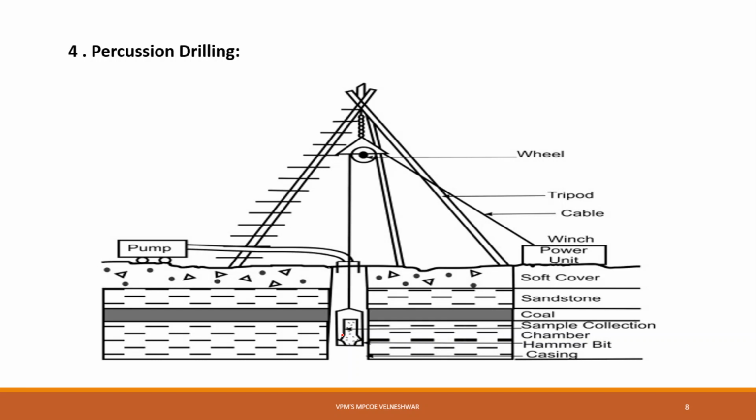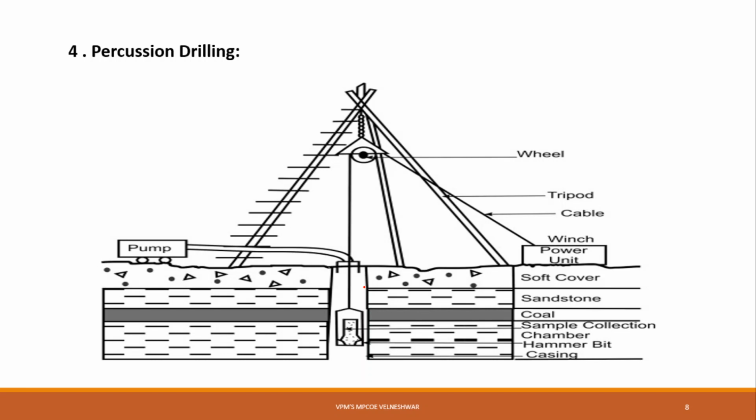Generally, to avoid caving in of the material, mud is used. That mud is called bentonite slurry. Bentonite slurry acts as a casing material. The percussion drilling method is specially used for making holes in rocks, boulders and other hard strata.